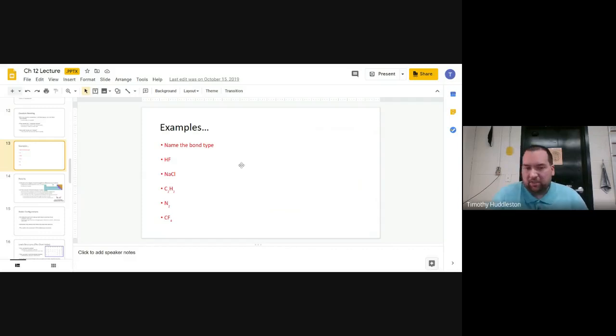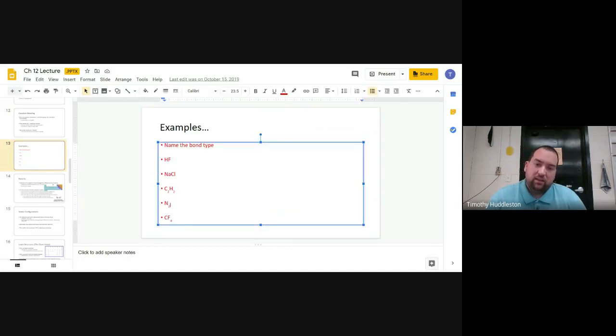Name the bond type. You can go through it and pause the video. I'll give you a second or two to pause. Okay, the first bond is going to be hydrogen bonding, a type of polar covalent that's especially strong. NaCl is ionic because Na is a metal and Cl is a nonmetal. C and H is nonpolar covalent. This is also nonpolar covalent because it's shared equally, and this one is polar covalent.